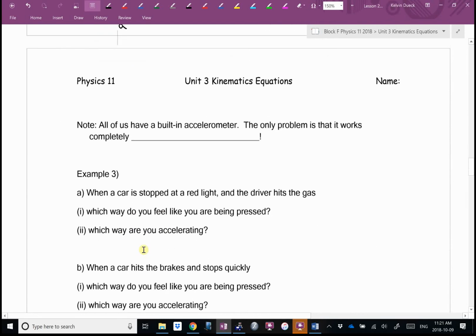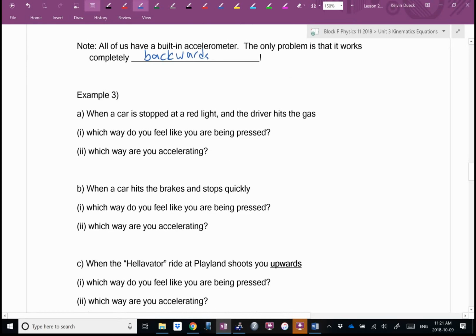Next page. All of us have a built-in accelerometer. Really? Yeah. Only one problem. Works backwards. Whichever way you feel like you're getting pushed, you're accelerating in the opposite direction. Really? Yeah. Suppose a car is stopped at a red light and the driver hits the gas, floors it. Which way do you feel like you're getting pressed? Which way are you clearly accelerating, though, if you hit the gas?